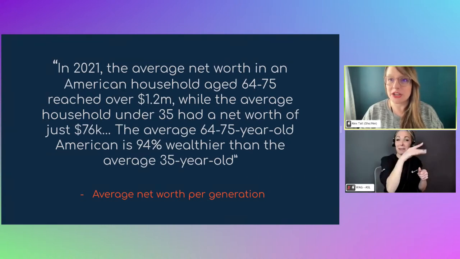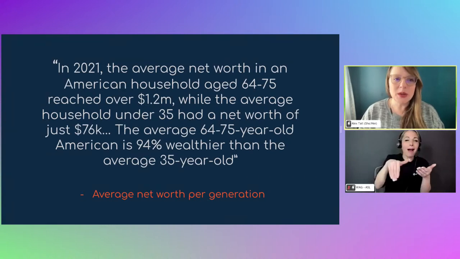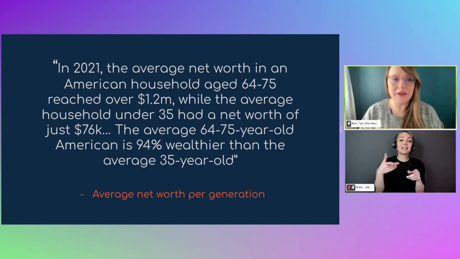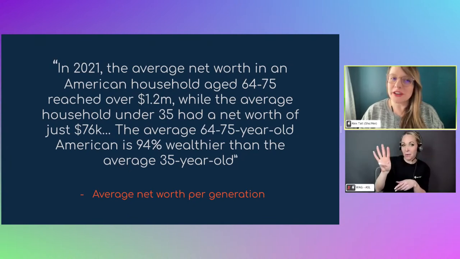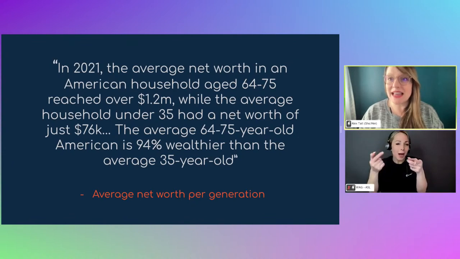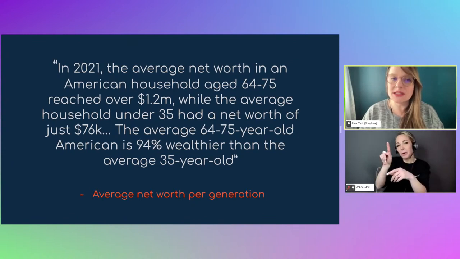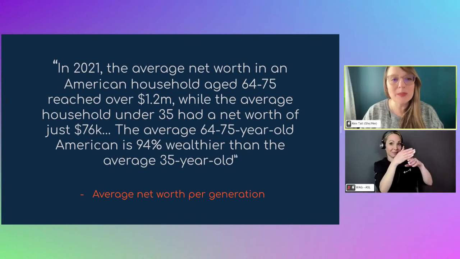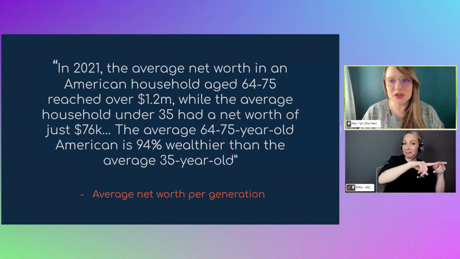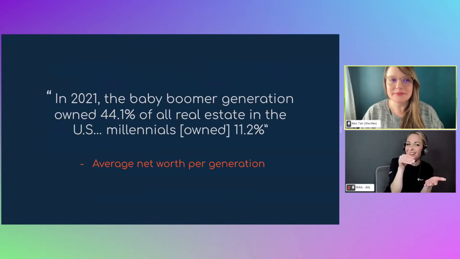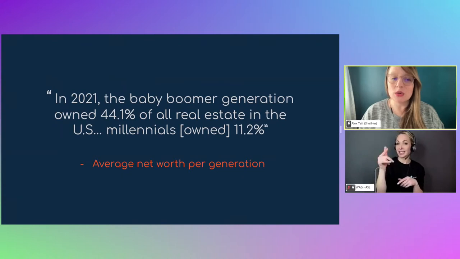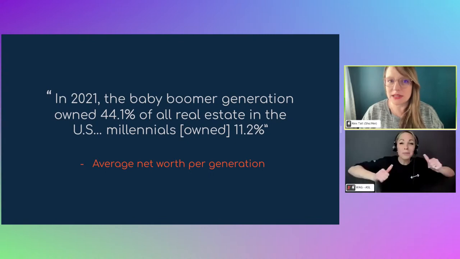Again, from the Average Net Worth Per Generation article, in 2021, the average net worth of an American household aged 64 to 75 reached 1.2 million, while the average household under 35 had a net worth of just 76,000. The average 64 to 75-year-old American is 94% wealthier than the average 35-year-old. It goes on to say, in 2021, the baby boomer generation owned 44.1% of all real estate in the US. Millennials owned 11.2%.